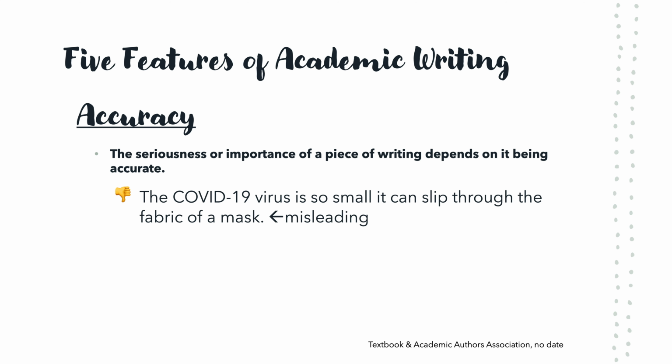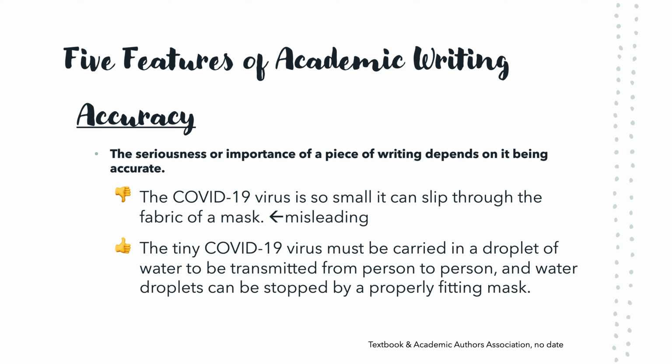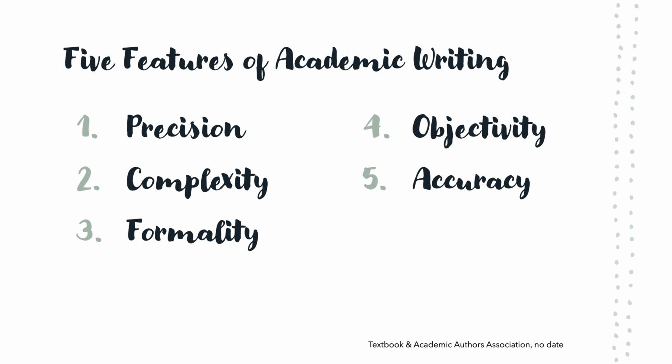It would be better to say something like, the tiny COVID-19 virus must be carried in a droplet of water to be transmitted from person to person, and water droplets can be stopped by a properly fitting mask. It's a bit longer, but it's more accurate and would stand up to more scrutiny. So there you have the 5 features of academic writing that you should always try to attain in your own work: precision, complexity, formality, objectivity, and accuracy.